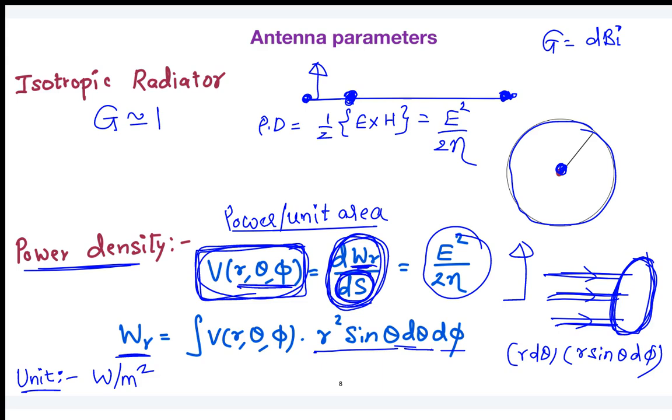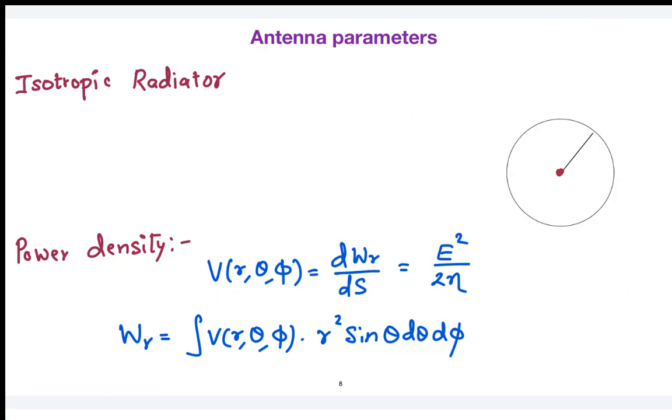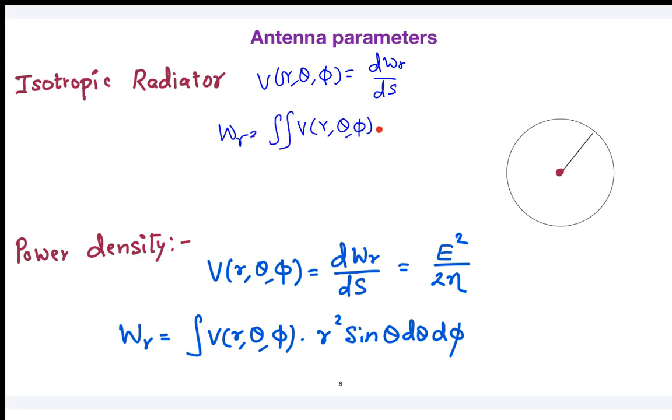So the summary is very simple. The power density is basically defined as the power per area, and the total radiated power is the double integration of the power density over any surface. Suppose the surface is a constant r surface, you can use this formula.